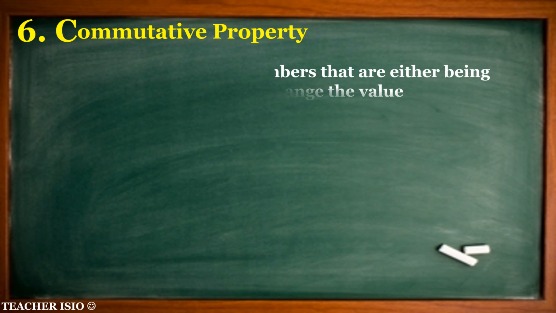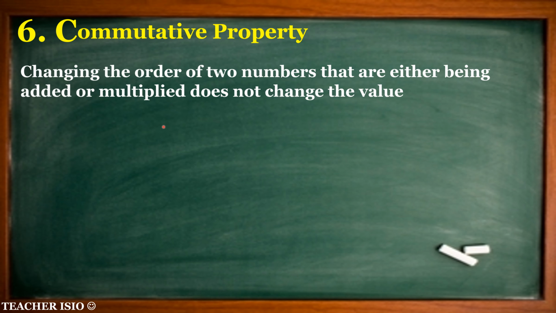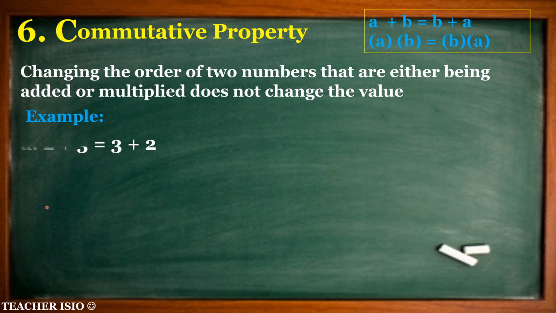So now let's have the last one. We have ACIDIC. We have C. C stands for commutative property. Changing the order of two numbers that are either being added or multiplied does not change the value. So, ibig sabihin, kahit baliktarin natin, hindi magbabago. According sa commutative property. So, let's have example.